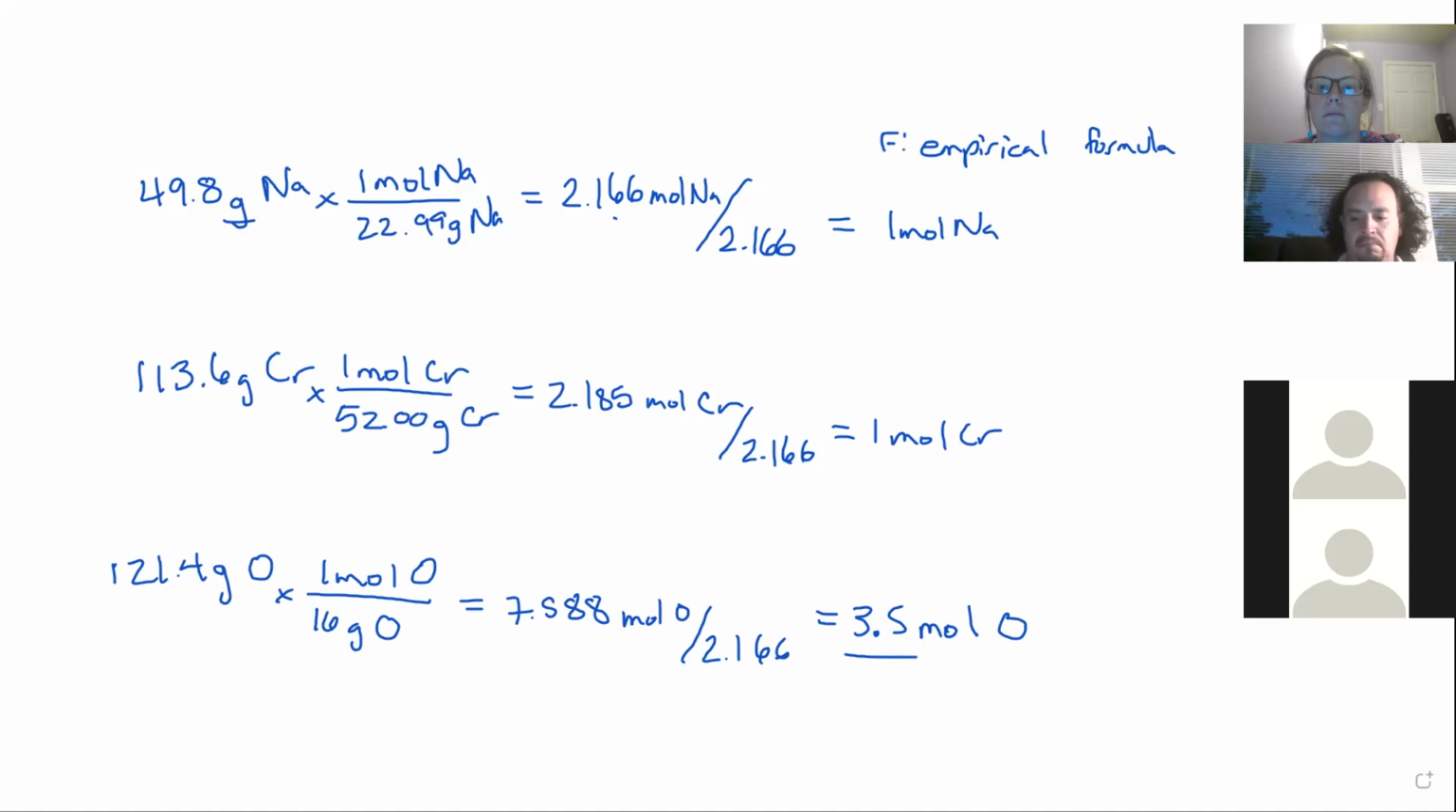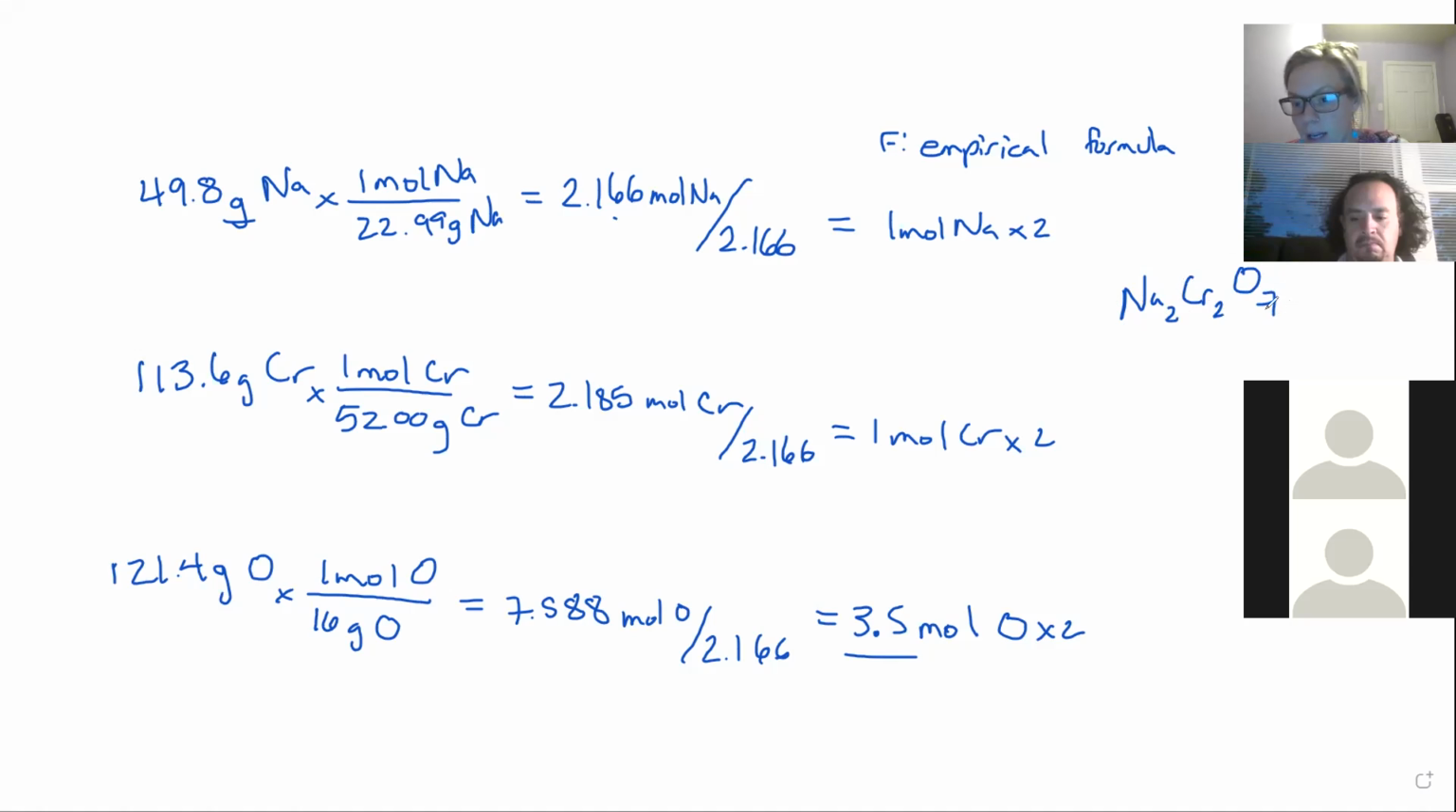we need to multiply everything by 2. You don't just do it for the thing that needs it. You do it for everything because you want to preserve this relationship. So I'm going to multiply this by 2, multiply this by 2, multiply this by 2. That means I have 2 sodiums, I have 2 chromiums, and I have 7 oxygens. And this is sodium dichromate.